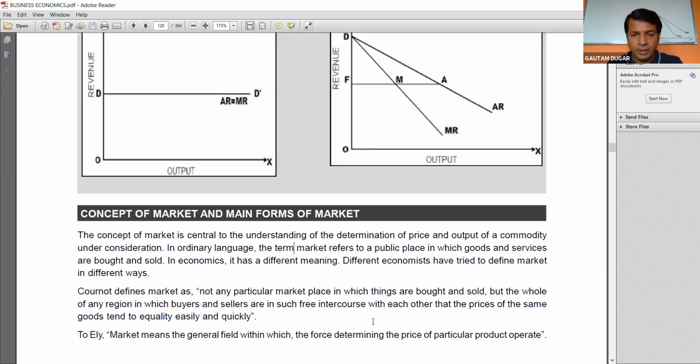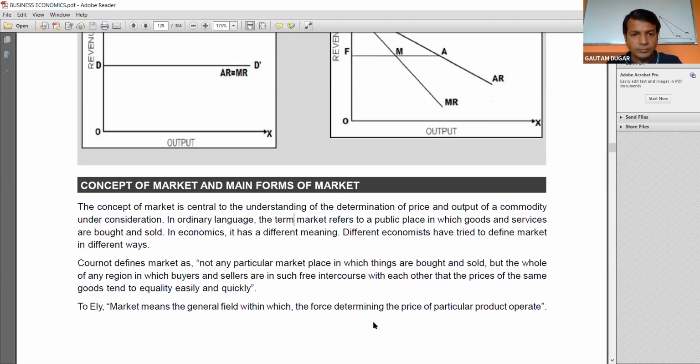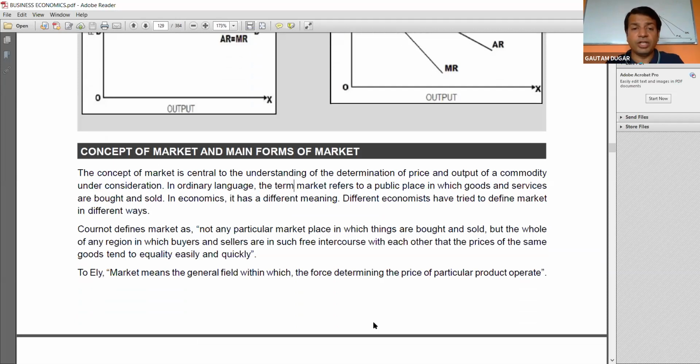If you go by the definition of Cournot in your book, he defines market as not any particular marketplace in which things are bought and sold, but the whole of any region in which buyers and sellers are in such free intercourse with each other that the prices of the same goods tend to equality easily and quickly.